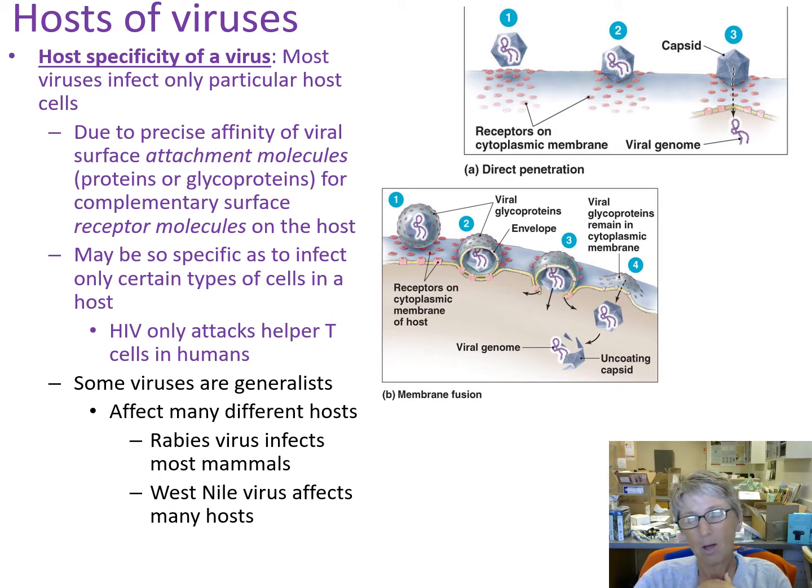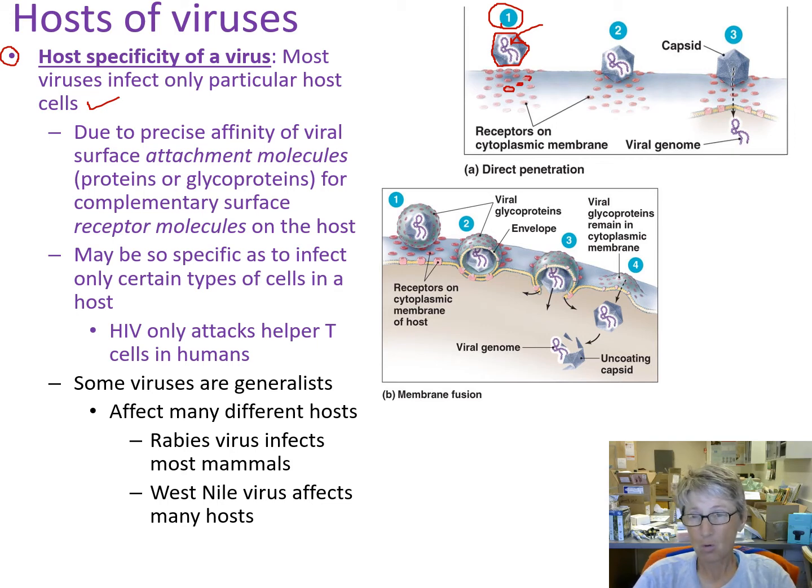So it says here in this first bullet, host specificity of a virus. Most viruses infect only particular host cells. And then let's take a look at the cartoon at the top. Step 1, here's a virus. So it looks like it's just in its capsid. This virus doesn't, at least in the cartoon, look like it has an envelope. Here's this purple stuff, the nucleic acid on the inside. And then here, these orange things are receptors on the cytoplasmic membrane of the host cell.